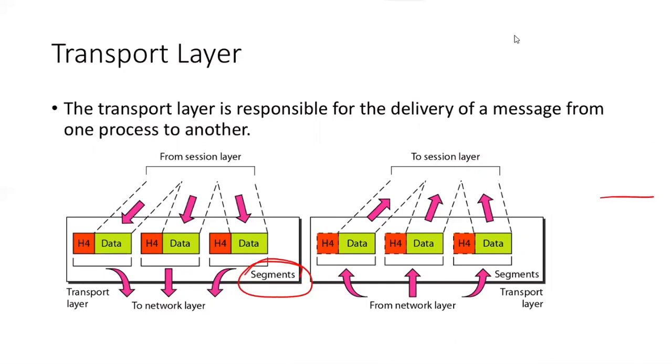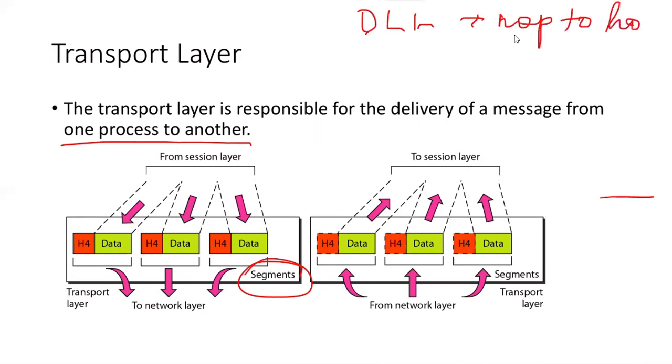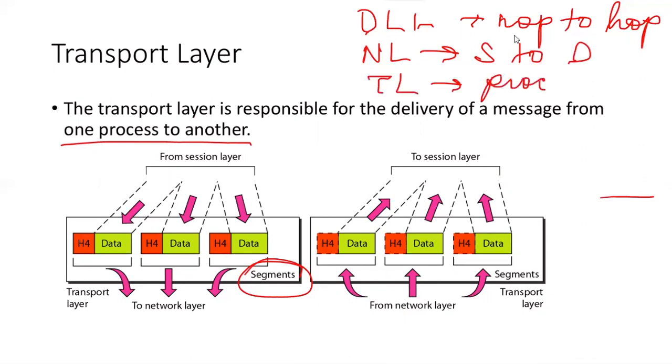And in the transport layer, the responsibility is now process to process delivery. So we saw that in the data link layer, it was hop to hop. In the network layer, it was source to destination. And in the transport layer, it is process to process delivery.